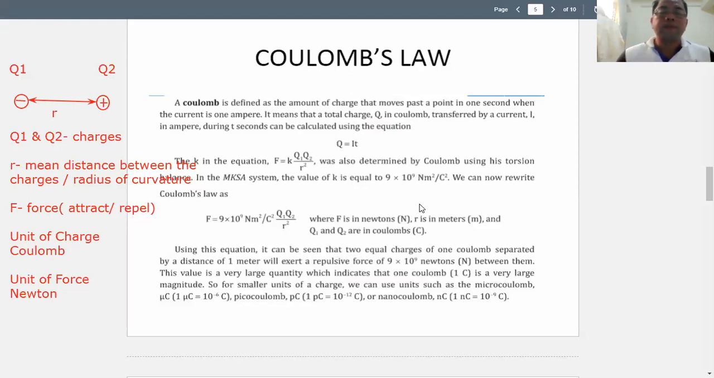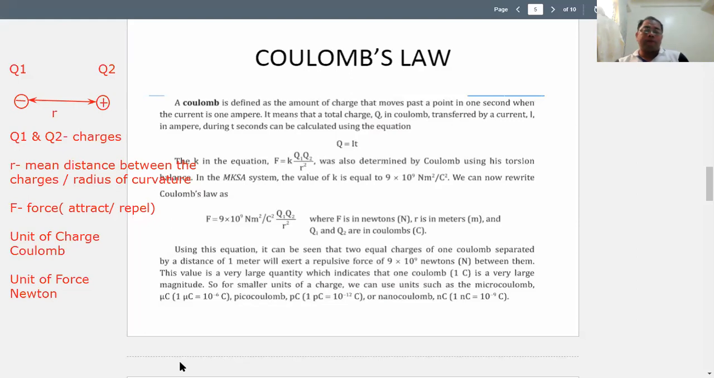So the amount of the charge passing in a second, that's what we mean by a coulomb, no? Now the value of K that we saw earlier is equal to 9 times 10 to the 9 Newton meter squared per Coulomb squared. That's the value equivalent to K, so K being a constant, a steady value, whereas Q1 and Q2 will depend on what you have as a value, no?